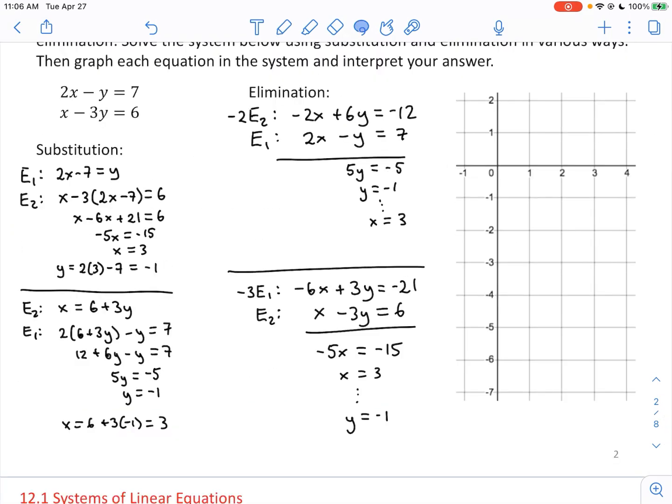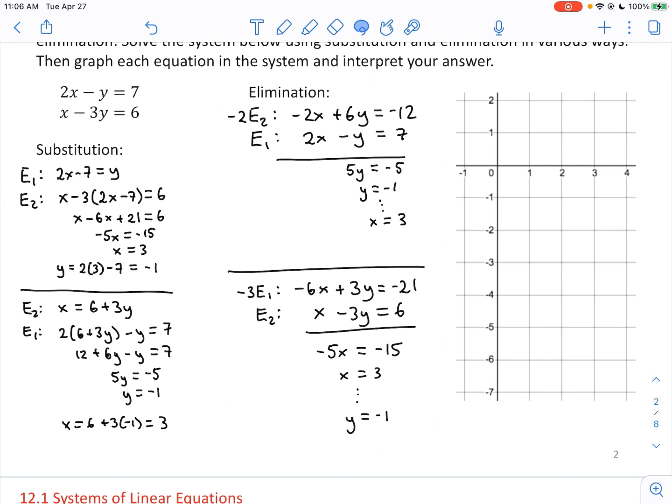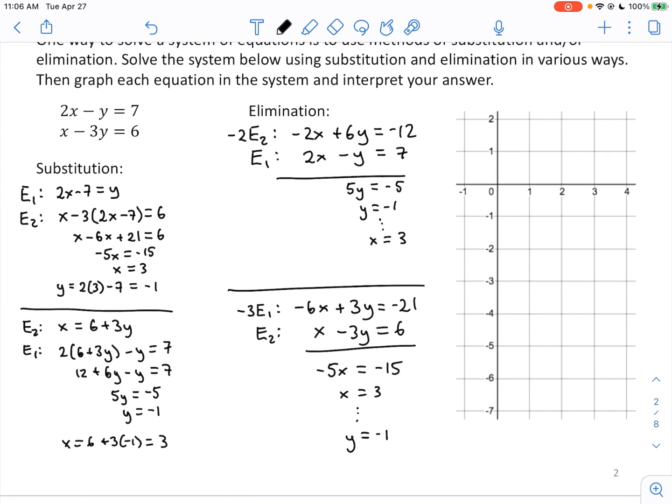Now personally, between these two methods, I do prefer using elimination strategies as much as possible. But there are times where substitution seems very convenient as well. Now what we're supposed to do next is graph the two lines.